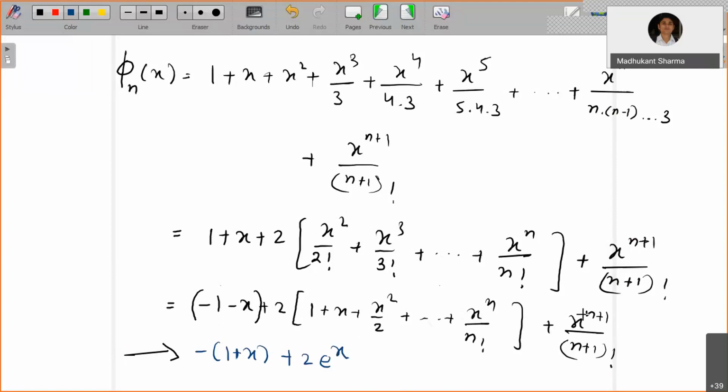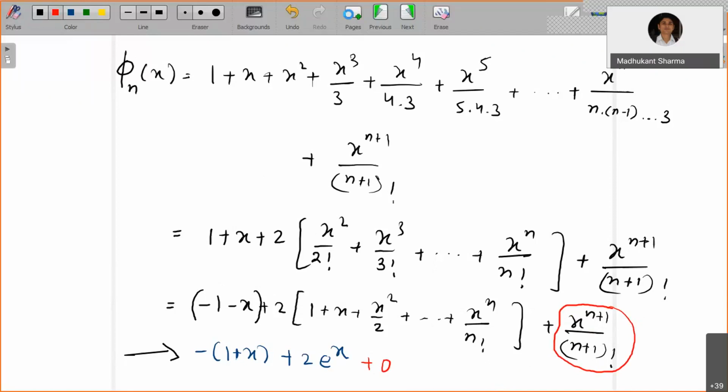What about this third term? This term will tend to 0 as n tends to infinity. Why? Because it's the nth term or n plus 1th term of an infinite series, a summation series, which we have seen is convergent. If this is convergent, then the nth term tends to 0.